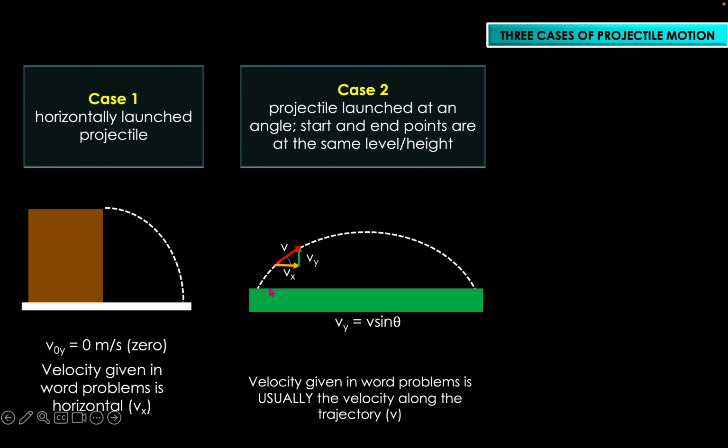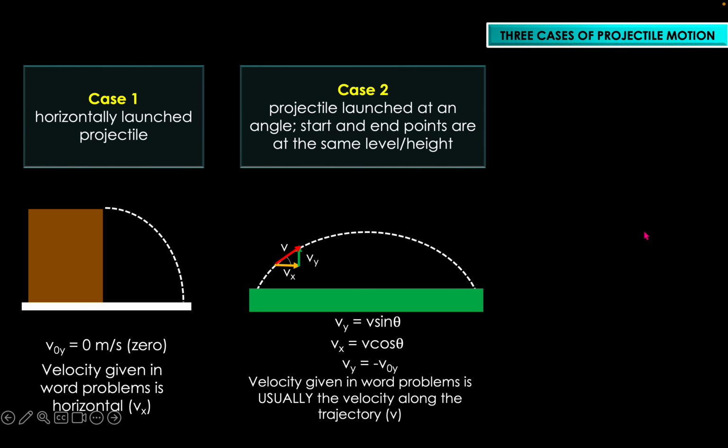And take note, if you need to know v sub y, or vertical velocity, you can use v sine theta to solve for v sub y. And in some physics problems, you need to solve for v sub y. Take note again that v is the actual velocity in the actual trajectory, and theta is the angle between the velocity vector and the horizontal axis. For v sub x, you have v cosine theta. So sometimes the projectile problem would necessitate that you solve for v sub x, and you can solve for that using v cosine theta.